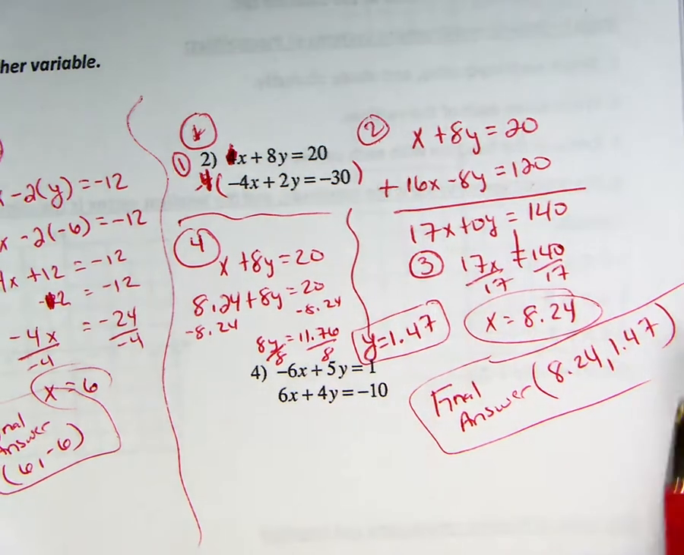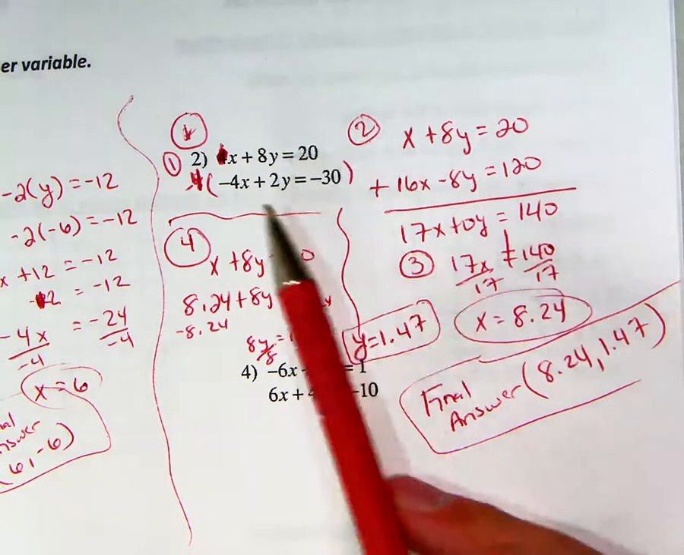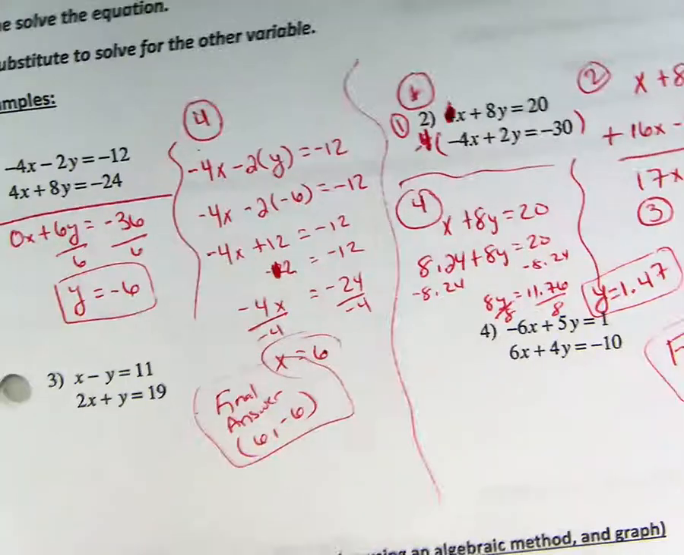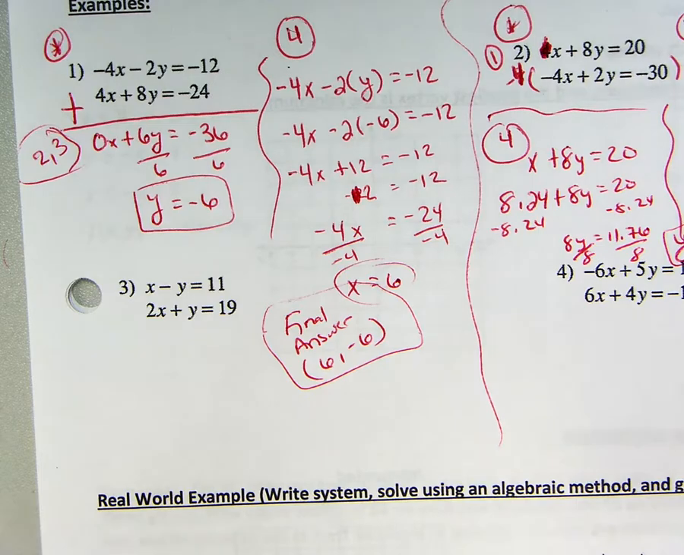negative 30, will intersect. This is a little bit more of a difficult, more complex example, right? The first one's a little bit easier to get.